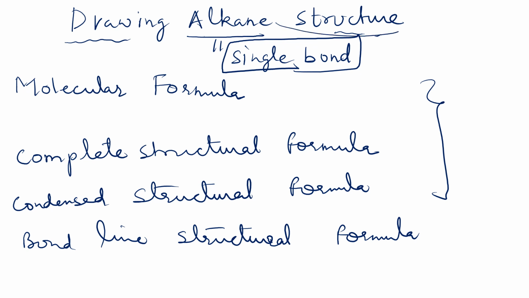So first is molecular formula. As we all know, the general formula of alkane is CnH2n plus 2, where n is the number of carbon atoms, like 1, 2, 3 and so on. So if I write the first structure, I'll go to the next slide. So molecular formula.